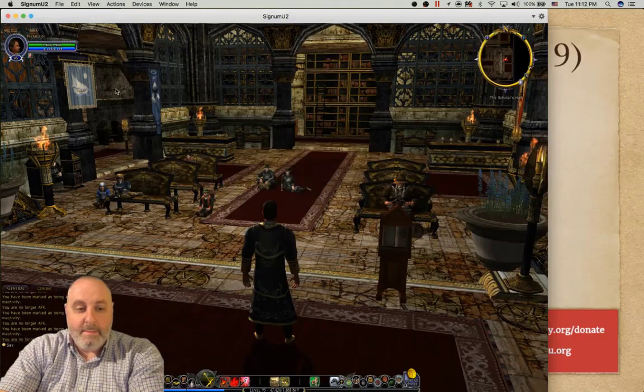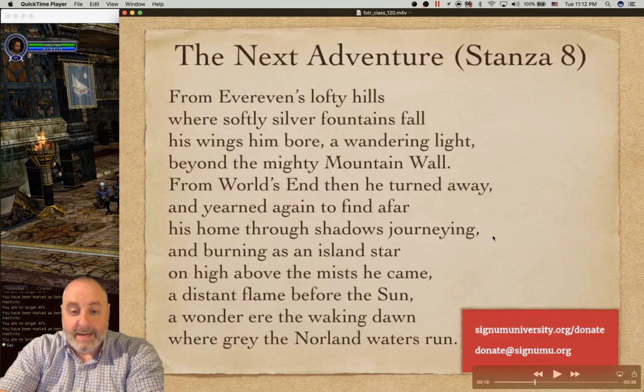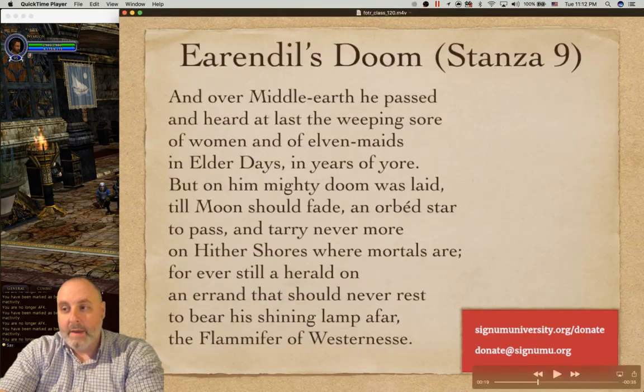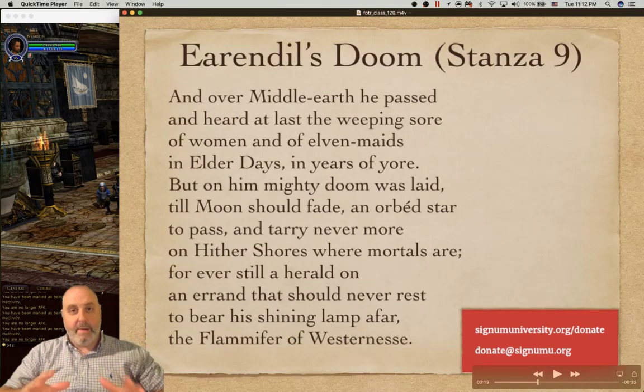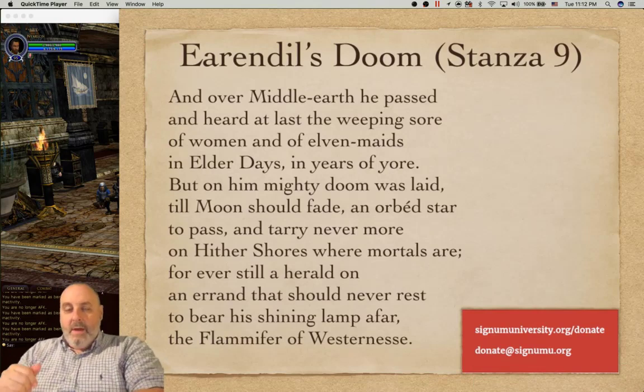The flame imagery has been associated with him several times already, right? I mean, we just got that. A distant flame before the sun, burning as an island star. So he's a wandering light, sort of more neutrally first, but then he's burning, and then he's a distant flame, right? So associated with flame. Yeah, he's the lamp bearer, he's the flame bearer, he's the flammifer. Okay, he is the flammifer of Westerness.